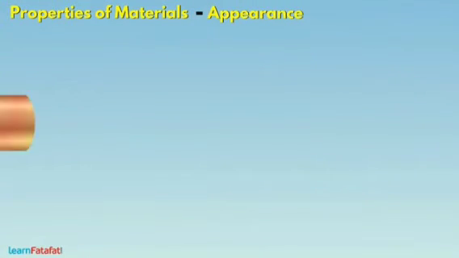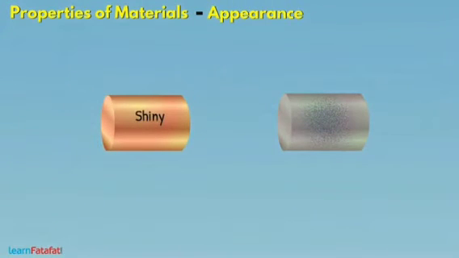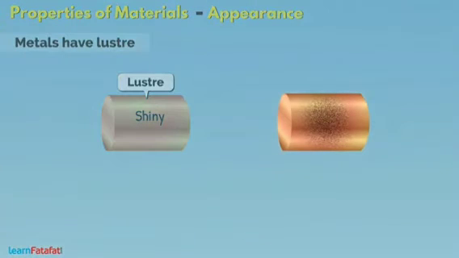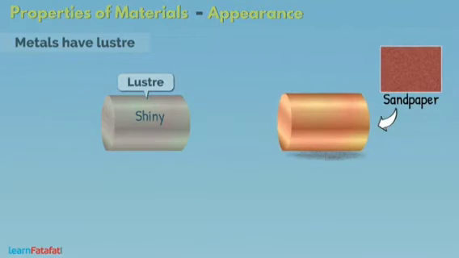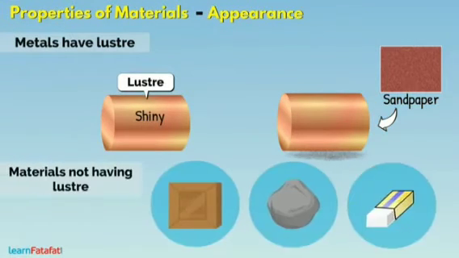Appearance. It gives an idea about the visual look of the material. If a material appears shiny, then we say that it has a property called luster. Usually, metals have luster. If you don't see luster on a metal, try to rub the metal with sandpaper. You will see the metallic luster. Other materials do not have luster.